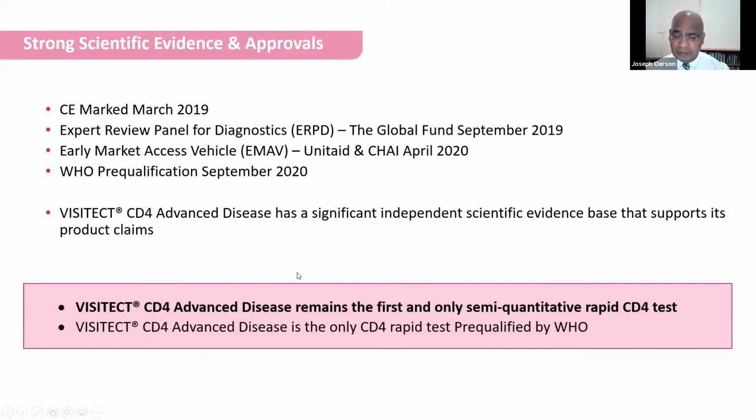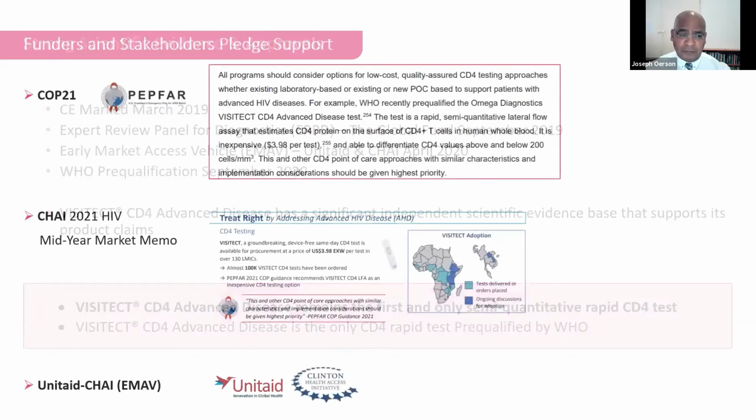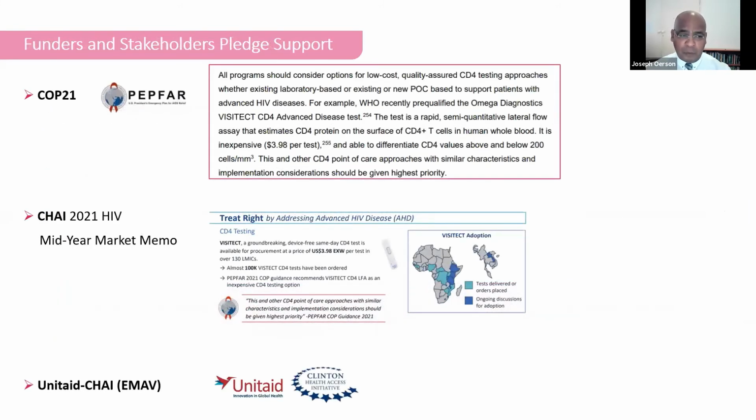Finally, VISITECT CD4 Advanced Disease remains the first and only semi-quantitative rapid test available, so it helps clinicians to make an informed decision. We do have funding support. The product is specifically called out in COP21. It's a semi-quantitative test, so there's no need for instruments. You can do a rapid test for CD4. Users are encouraged under the COP21 guidance to use the product. And of course, we've already spoken about the Early Market Access Vehicle.